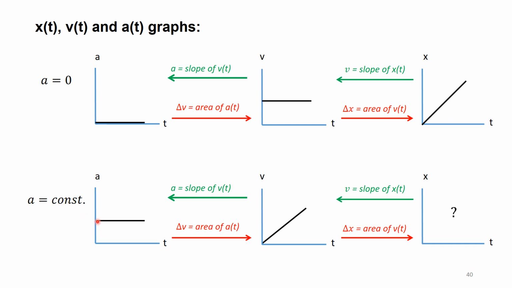Okay, so suppose acceleration is positive and constant. It's a flat line, like in the first picture. So you find the area under this flat line.